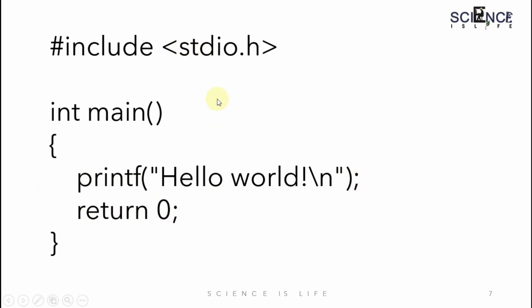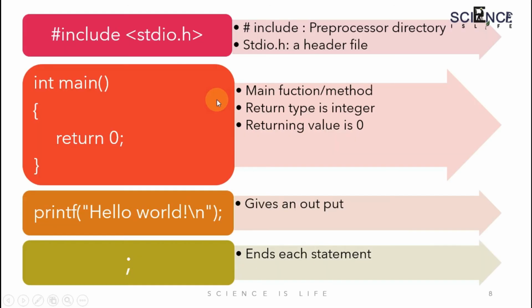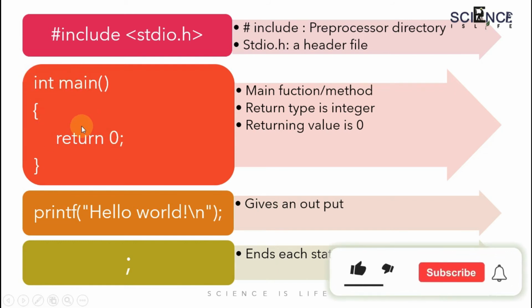Let's see what the meanings of these things are. So here, if we take the main function separately, this is it, right? Here this is the name of our function, it is main, and this is the return type of our main function, right? It is integer. And if we hope to return something as an integer, we need to return an integer, right? So that is why we return 0 here.